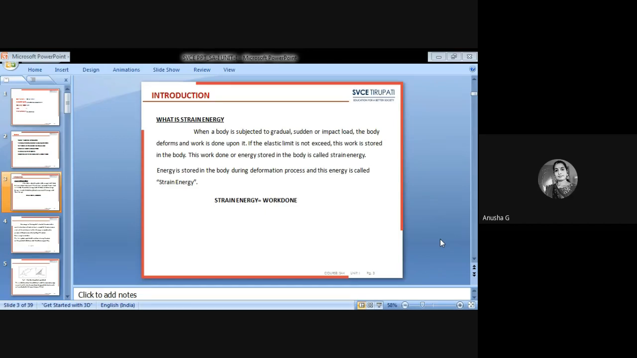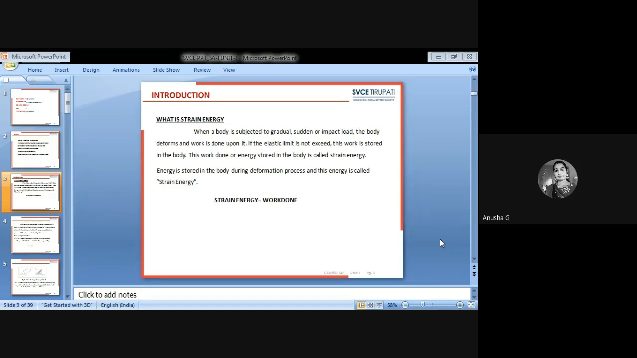What is strain energy? When a body is subjected to different types of loading, that is gradual, sudden, or impact load, then the body will get some deformations due to the work done upon it. Suppose we take one book and apply some load on that book. What will happen? The book will deform in the downward direction.